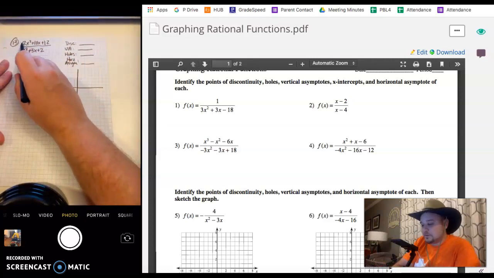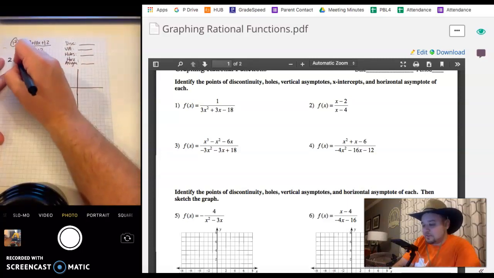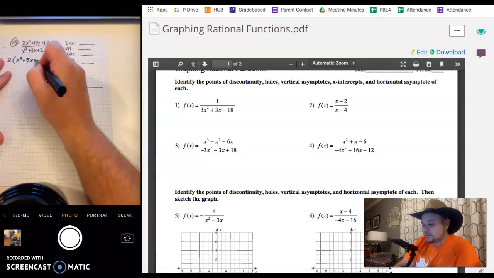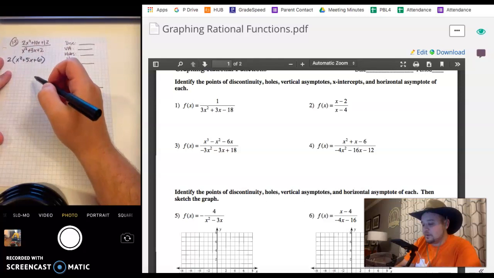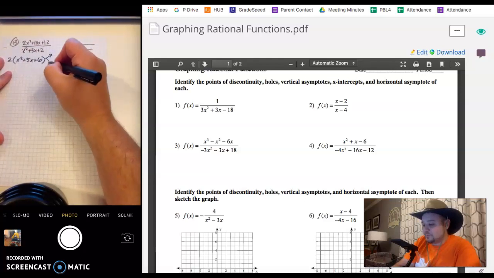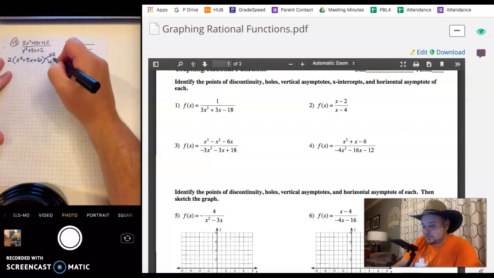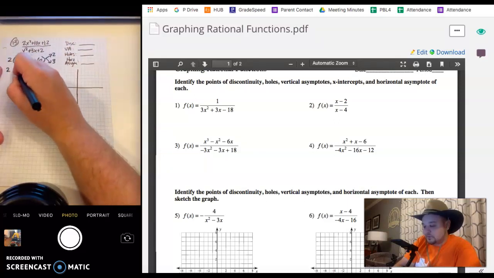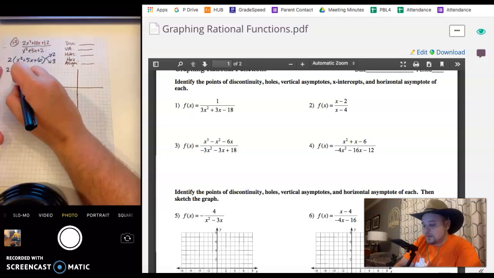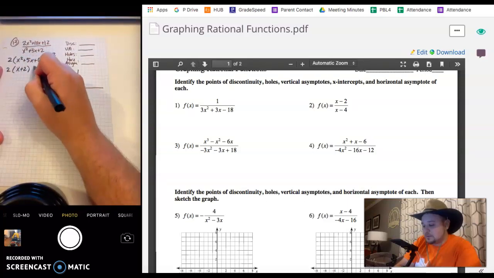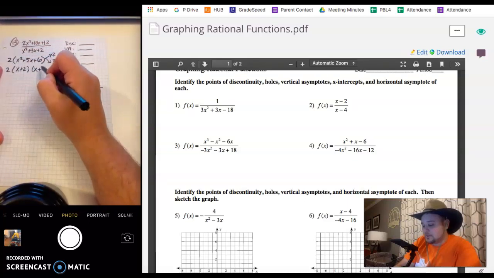All right, so I'm going to simplify the top. I'm going to take out a 2, and then I'm left with x squared plus 5x plus 6. So that's the numerator, taking the 2 out. Now I'm looking for factors of 6 that add to give me 5. Well, that's just 2 and 3, so that's some pretty easy factoring. So I'm left with 2 times x plus 2 times x plus 3.